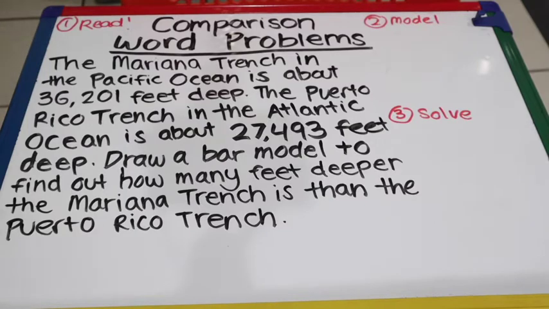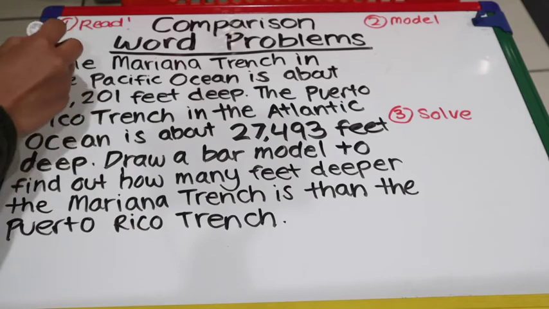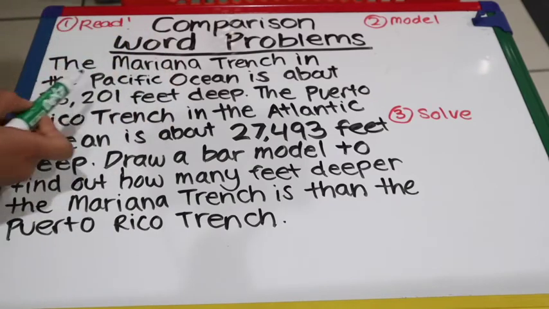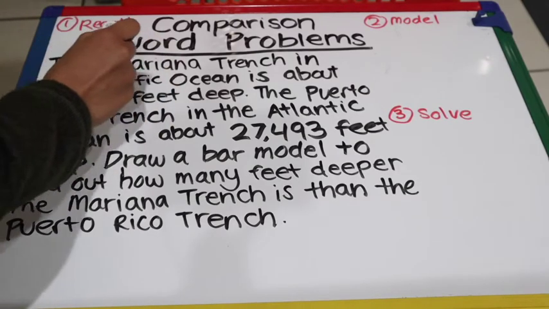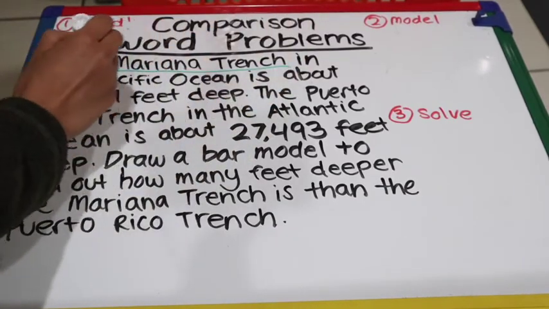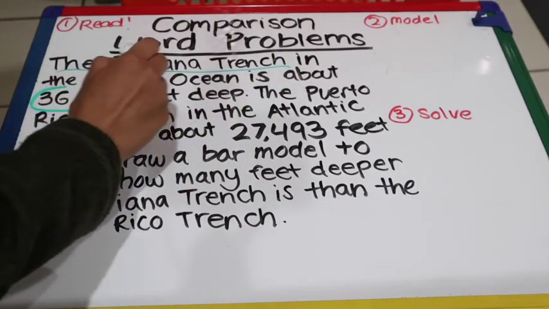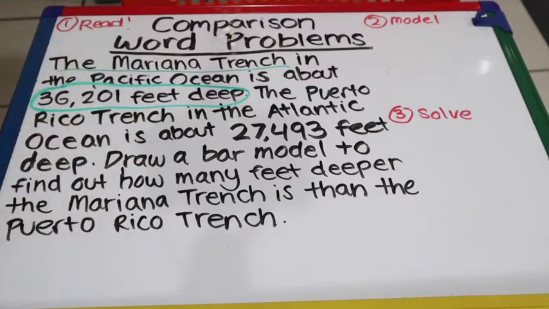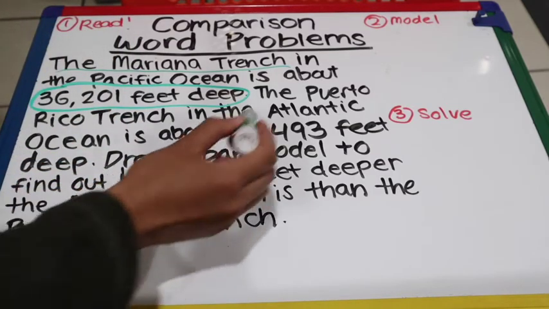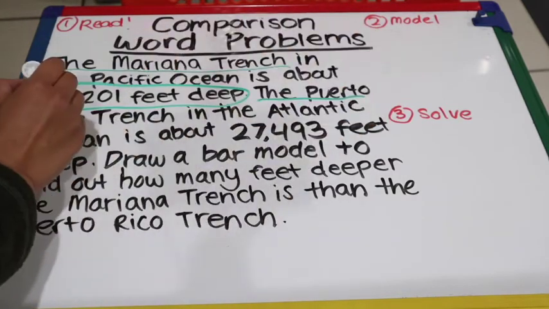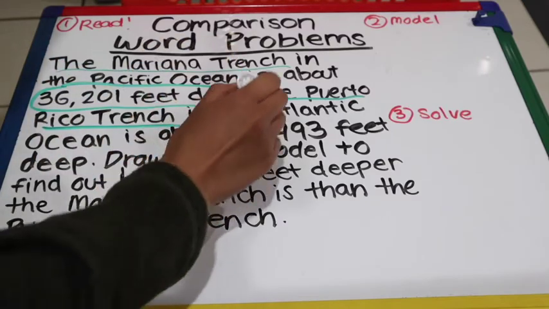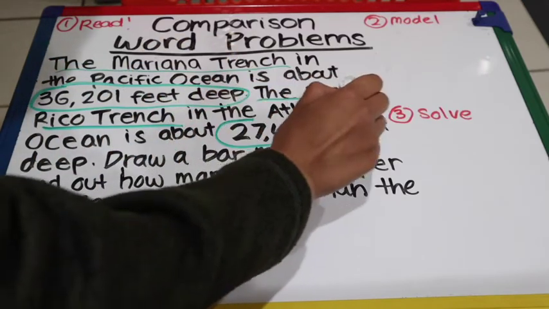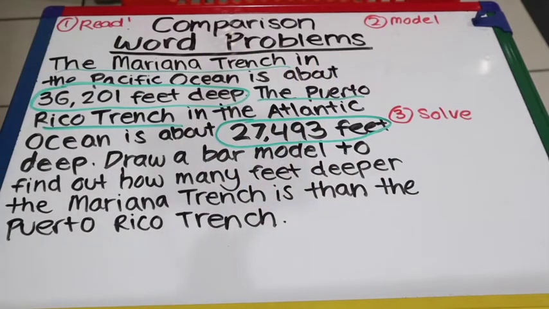It might help you out to take a highlighter or colored marker and underline some important details. So we need to know that the Mariana Trench is 36,201 feet deep, and that the Puerto Rico Trench is 27,493 feet. From here, we can draw our bar model.